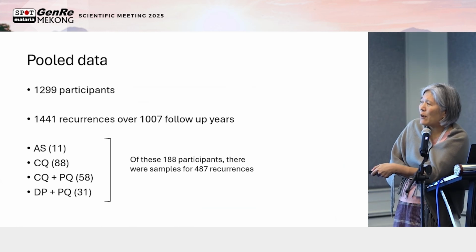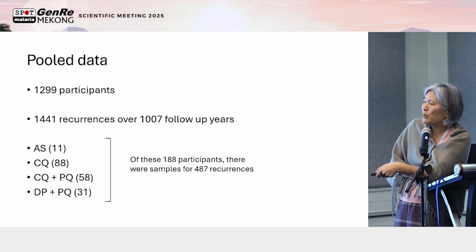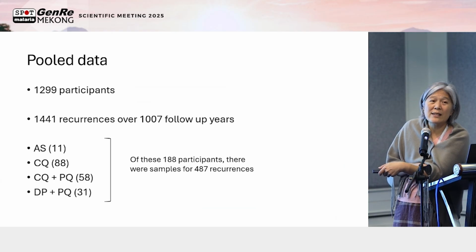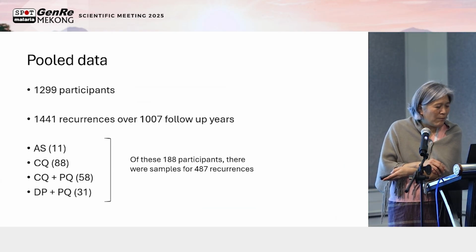From the artesunate group, they only did 11 samples. The chloroquine group, 88 samples. And from these other groups, they did more. So they took 188 participants, and those 188 participants had 487 recurrences. And then they did the genotyping.